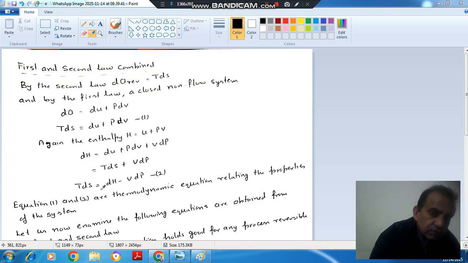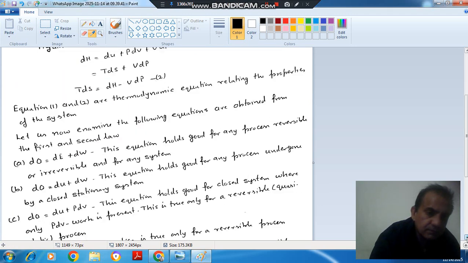So these are the thermodynamic equations relating the properties of the system. Here T is a property, S is a property, U is a property, P is a property, V is a property, and H is a property. By combining first law and second law, we are able to relate various properties. Now we analyze various equations.